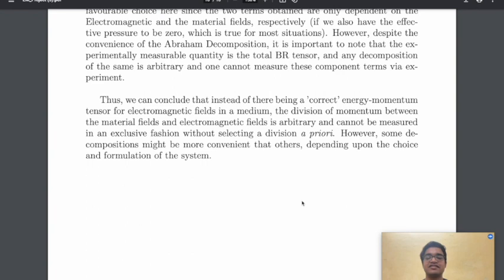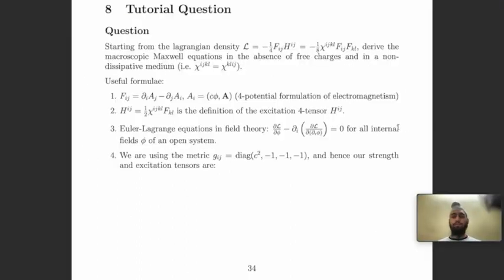And which one is a convenient decomposition depends upon the choice of the system and how you formulate it. Now, the solution to that tutorial question. This is a fairly straightforward question with only a couple of conceptual points to understand. The rest is just taking derivatives.